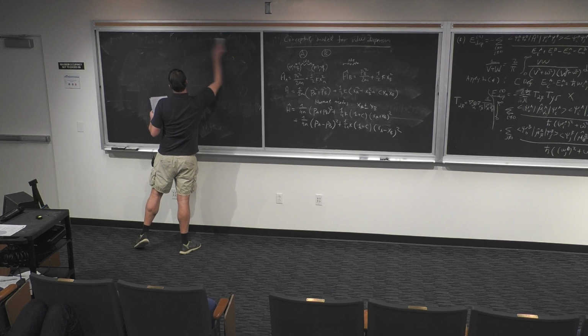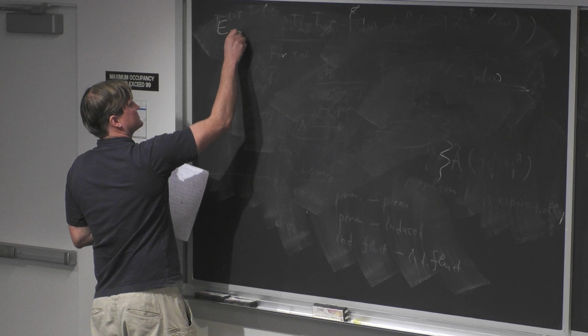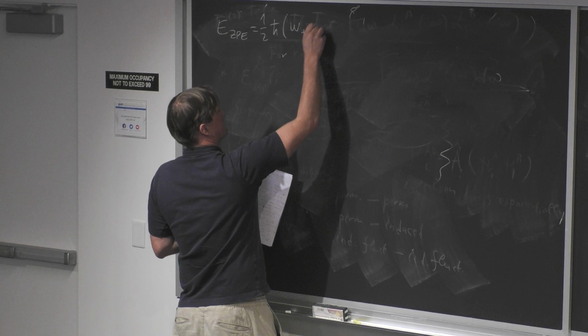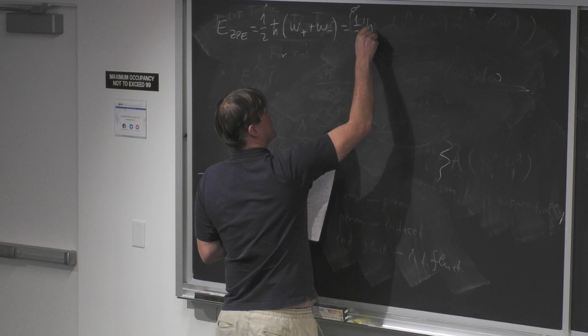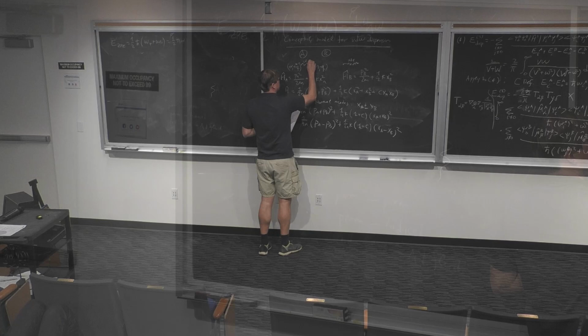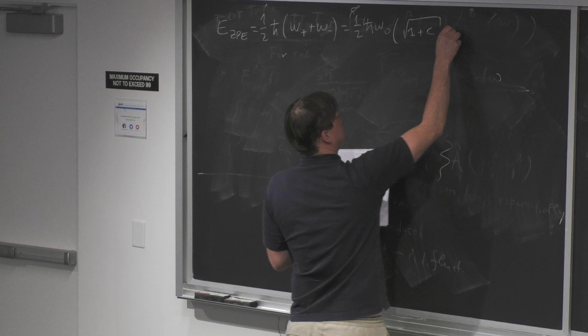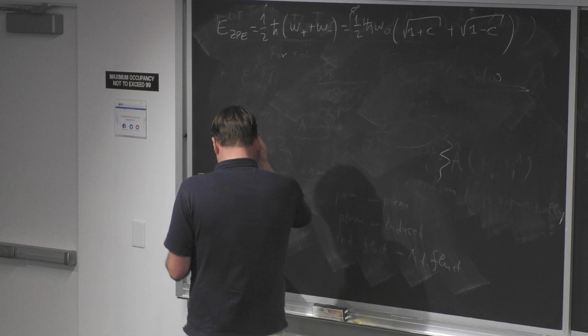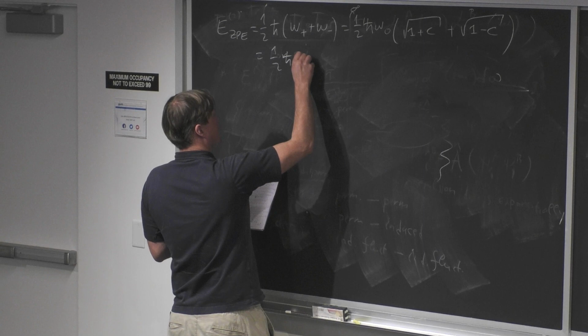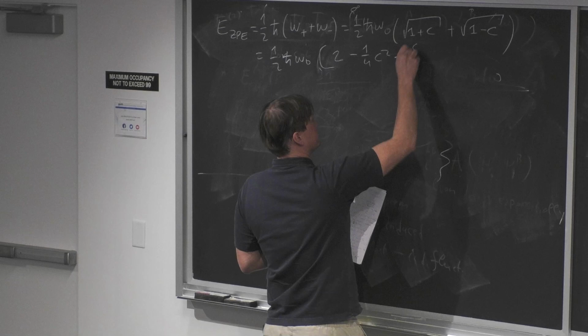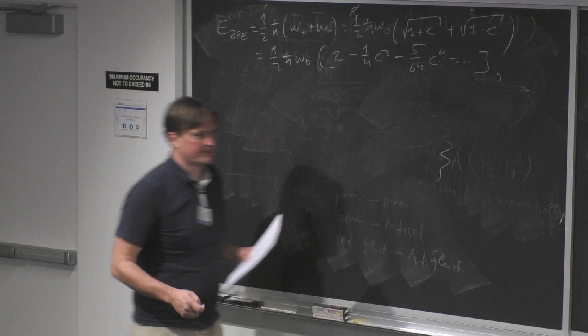Okay, so the zero-point energy of the whole system is 1/2 h bar (omega plus plus omega minus), and this is 1/2 h bar omega zero, times the square root of 1 plus C plus the square root of 1 minus C, okay? And I can now decompose this in a Taylor expansion, right? And I get 2 minus 1 fourth C squared minus 5 over 64 C to the fourth, and so on and so forth. Okay, so this is the zero-point energy of this Hamiltonian.